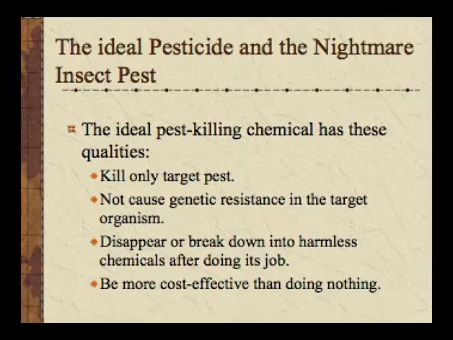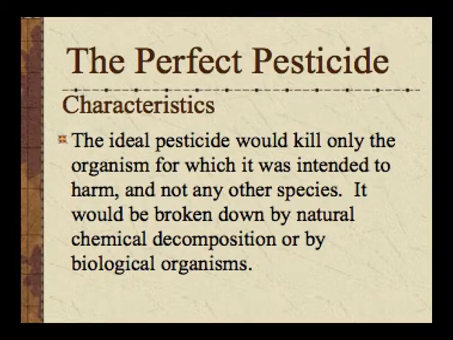Conversely, when you look at Roundup or glyphosate, whatever it touches, it kills. So it's not targeted. It would be more of a general pesticide. The ideal pesticide would not cause genetic resistance in the target organism, and it disappears or breaks down into harmless chemicals after doing its job. So the ideal pesticide would kill only the organism for which it was intended, and again, it would be broken down into chemicals that do not harm any biological organisms.